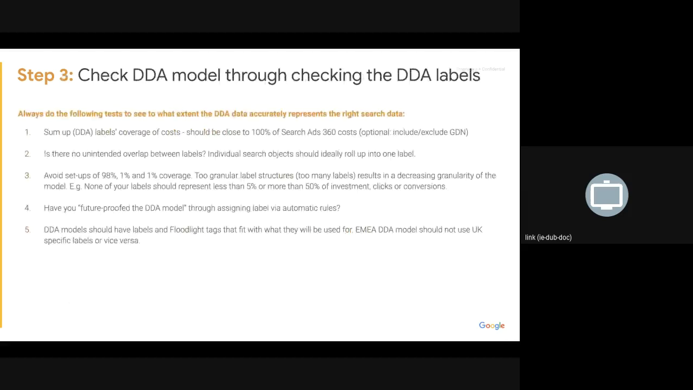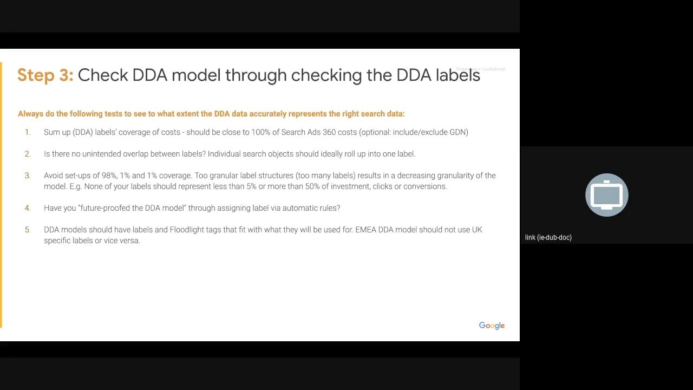A very easy way that you can ensure you have 100% label coverage account wide would be to just quickly sum up all of your DDA labels coverage of cost. If it's close to 100% of Search Ads 360 costs, you're good to go.